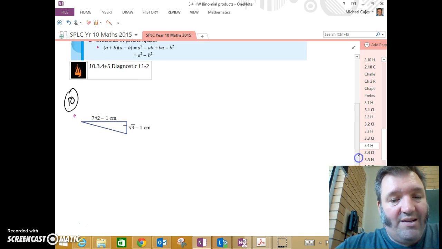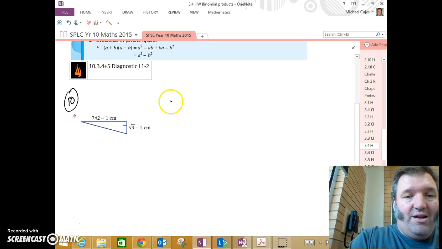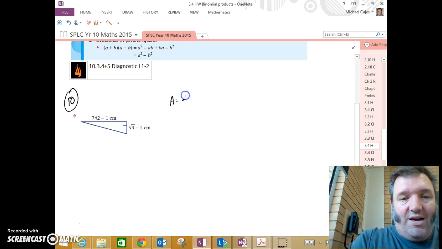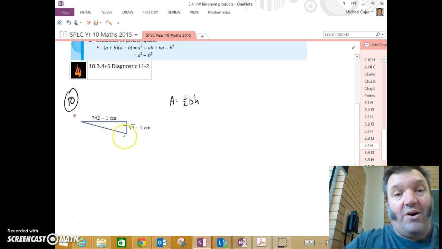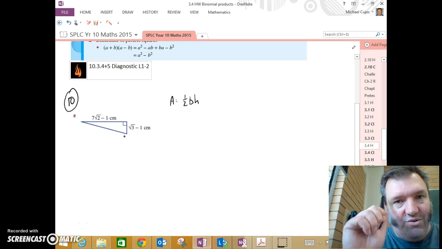Here we go. We've been asked in question 10 to find the area of the triangle. Well, I know how to find an area. An area equals a half base times height for a triangle. Remember, it comes from half the base times the height because it takes up half the area of a rectangle. We should remember that.